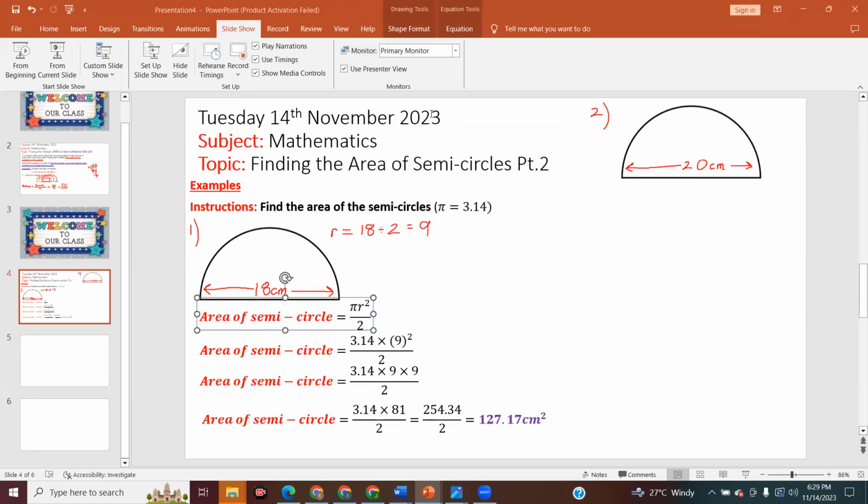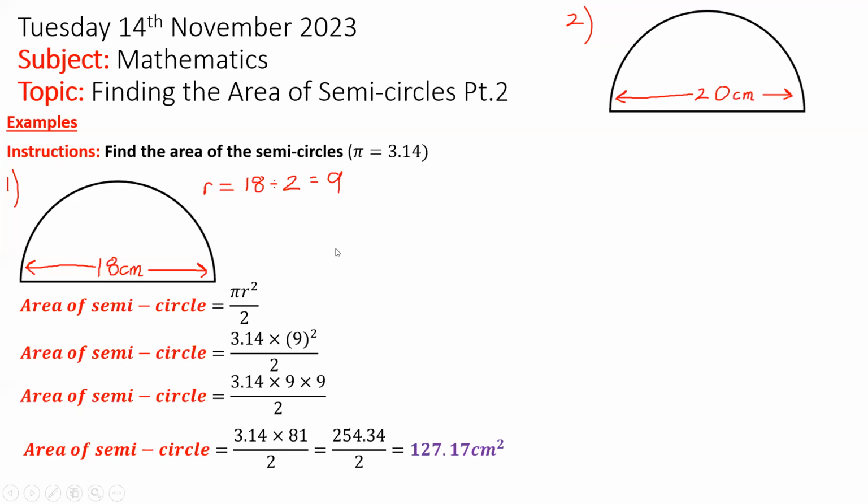Okay, good. All right, for this one, what is going to be the radius? 10 or 20? Which one? 10. Okay, why not 20? 20 is the diameter. Very good. So in order for us to get the radius, we must divide 20 by what? 2. Very good. So 20 divided by 2.